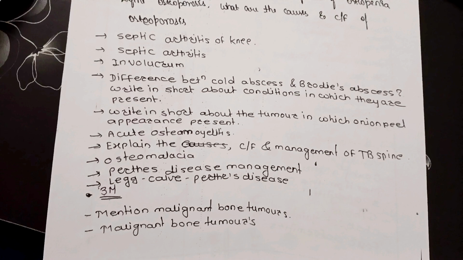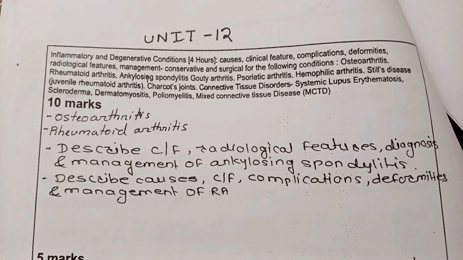Legg-Calvé-Perthes disease. As you can notice, this question is repeated again and again, hence this is a very important question, you shouldn't miss it. And in 3 marks, it is about malignant bone tumors. And finally, we have come to the end of this chapter. Now, moving on to the next chapter, that is inflammatory and degenerative conditions.